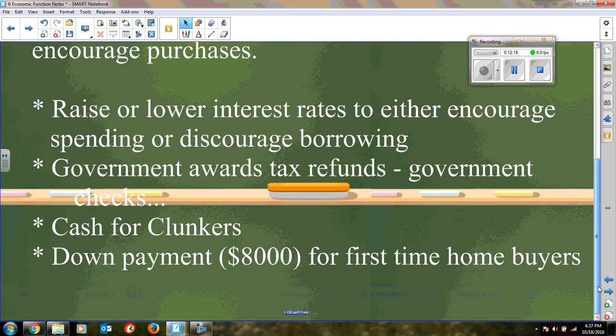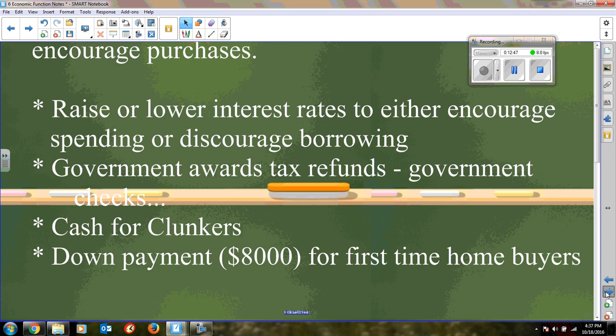There was, under President Obama, what was called cash for clunkers. If you had a car that had very poor gas mileage and emission problems, you could go in and the government would give you money for your clunker, if you will, and that encouraging you to go out and buy a more efficient car. Down payments. First-time home buyers can use that money to help them purchase a new home.